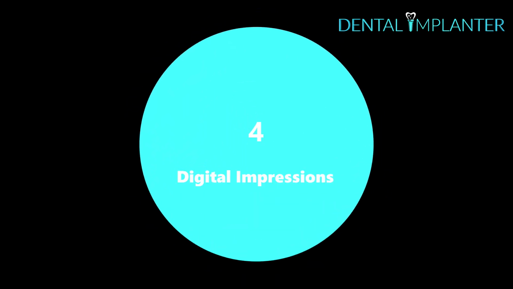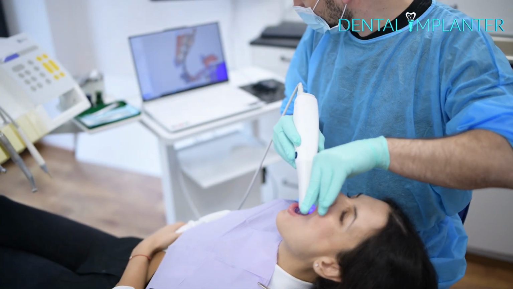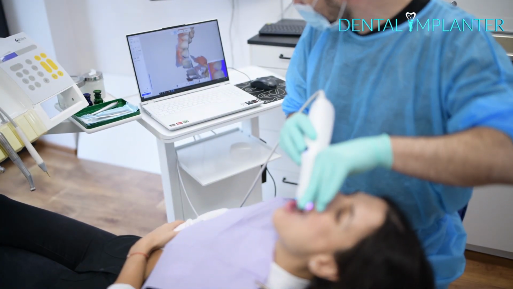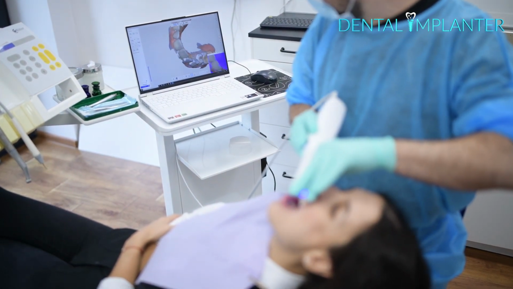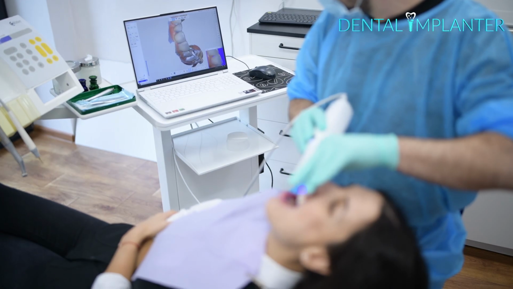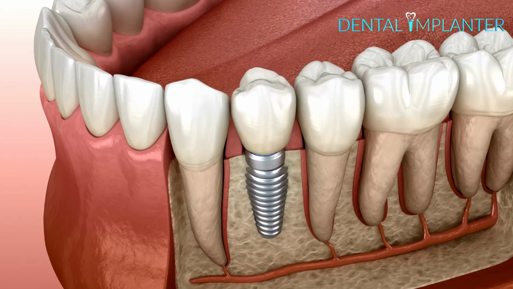Digital impressions. Digital impressions of your teeth and bite are taken to create a custom-made artificial tooth, crown, or a bridge, depending on the number of teeth being replaced. Tooth replacement. The replacement tooth is then attached to the abutment.